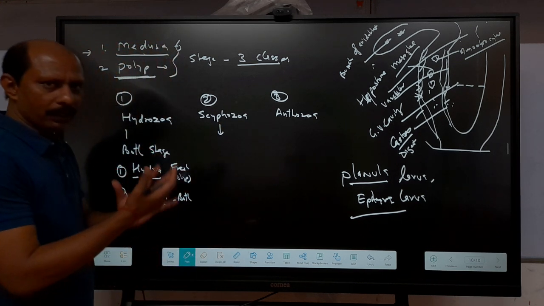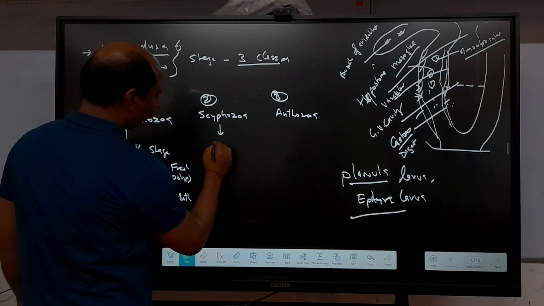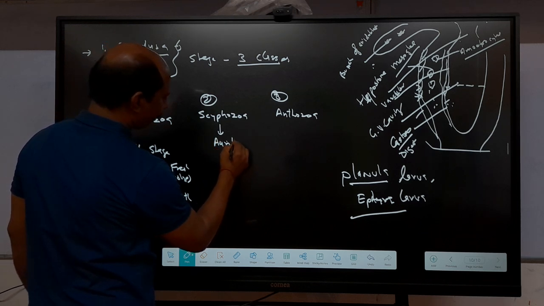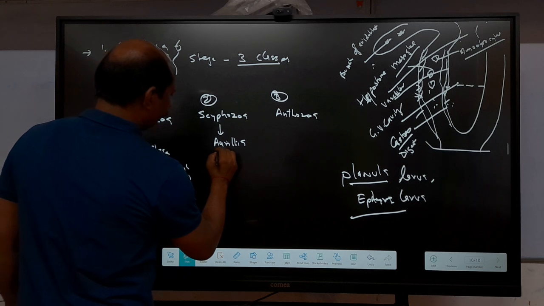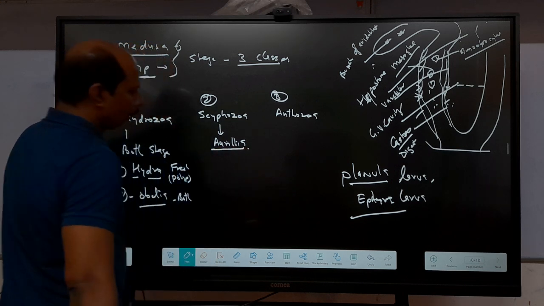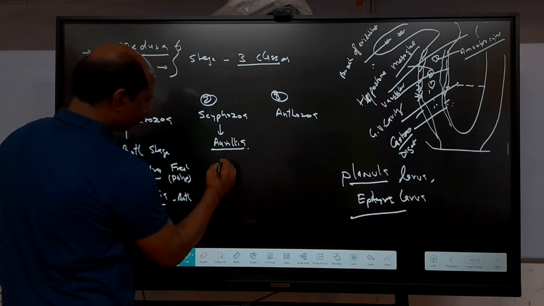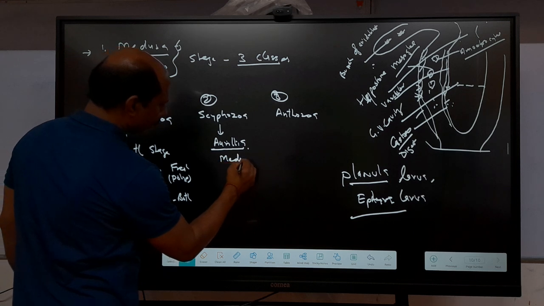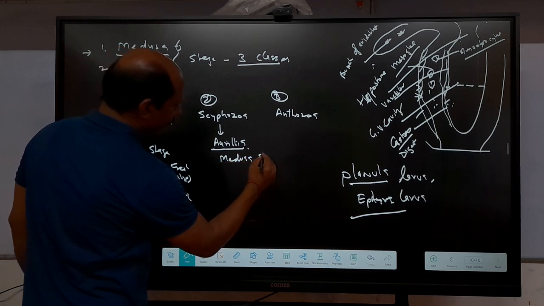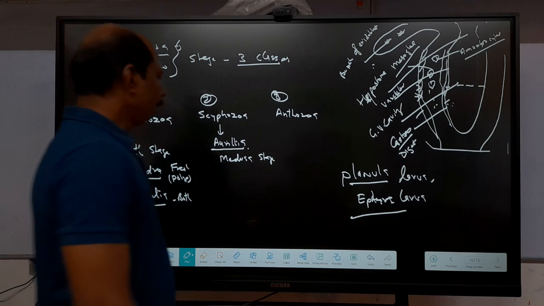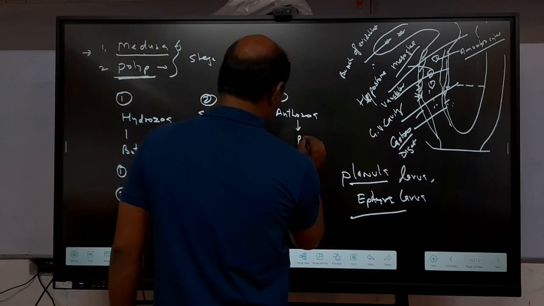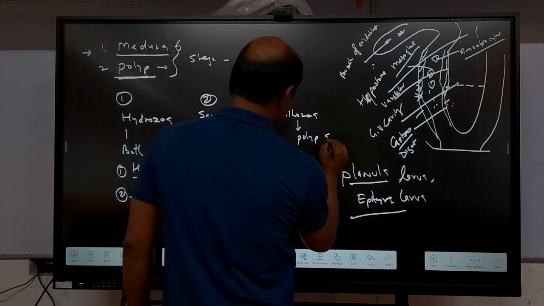Scyphozoa: one example is given in our NCERT, that is Aurelia, right? Aurelia is umbrella shaped. Only the medusa stage is there. Medusa stage is present, right? And in Anthozoa, only the polyp stage is present.